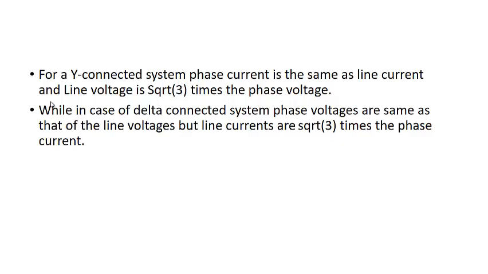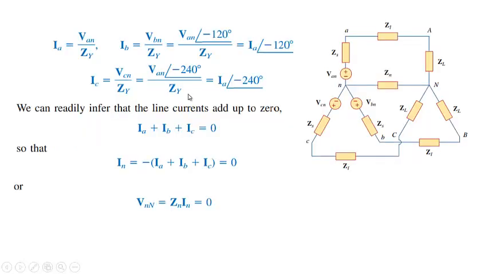Here I have not discussed the delta connected system, but from here you can do it on your own. That's very simple. For a Y connected system, phase current is the same as the line current. I'll first mention what the phase current and the line current are. Phase current means the current passing through this source, and line current means the current passing through this line. You can see from here that the phase current and line current for a Y connected system are the same because there is no other path.